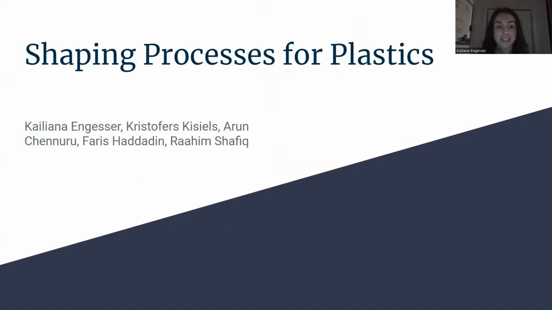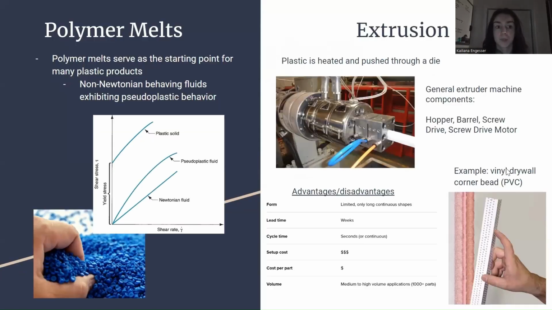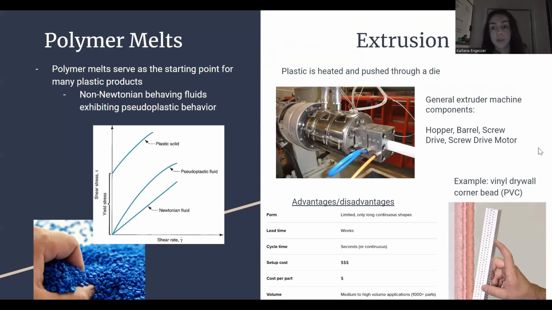In this presentation, we're going to be covering topics related to shaping processes for plastics. So to start, we have polymer melts, which from chapter 3, we know are non-Newtonian behaving fluids which exhibit pseudoplastic behavior. And they are important because they serve as a starting point for many plastic products.